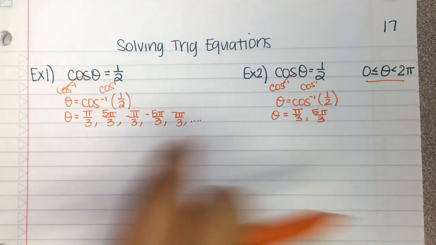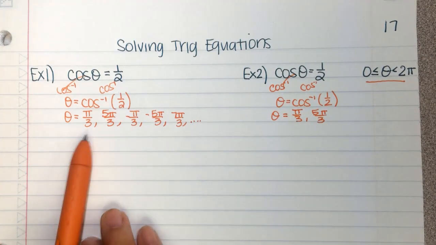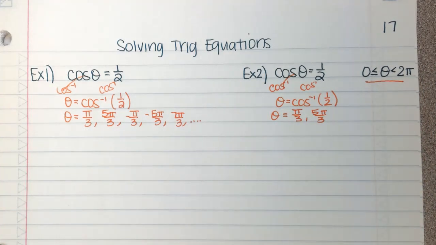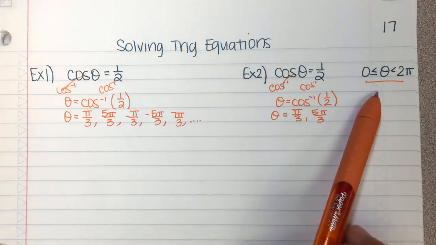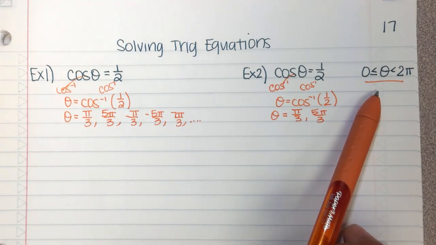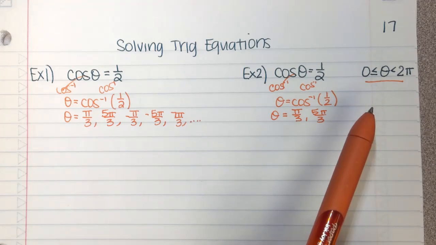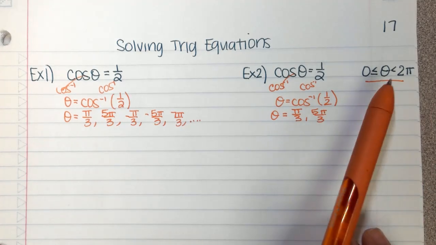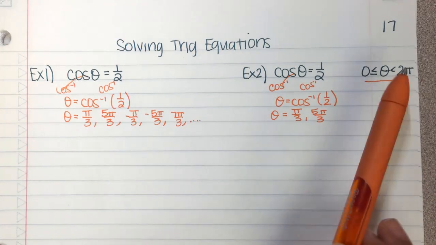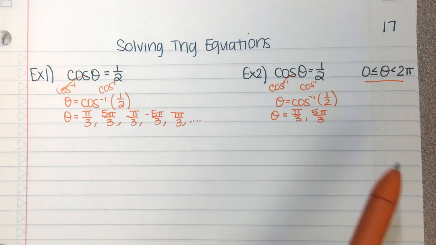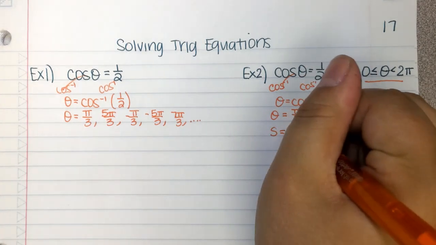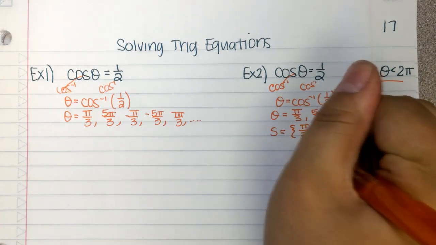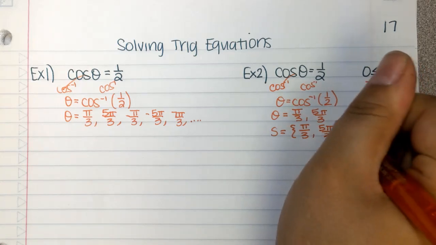Do you see the difference between these two? One of them has no interval. One of them I'm giving you an interval. I'm almost always going to give you this interval right here. There may be some times where you need to pay attention. Maybe you'll only go to pi. Maybe you'll go to 4 pi and have to do 2. 99 times out of 100, this is the interval I'm giving you. So since we're solving, we need solution sets. So S equals pi over 3, 5 pi over 3 would be my answer.